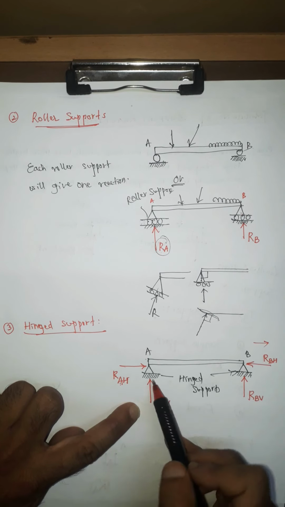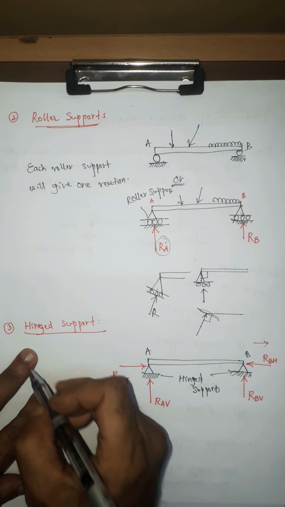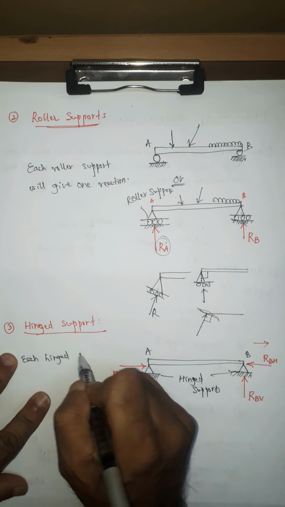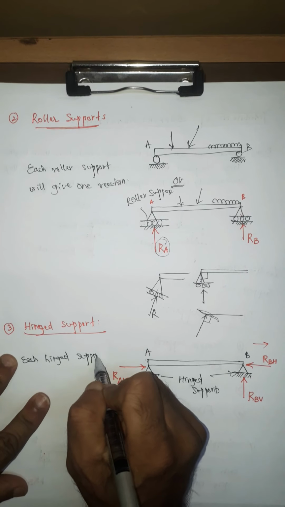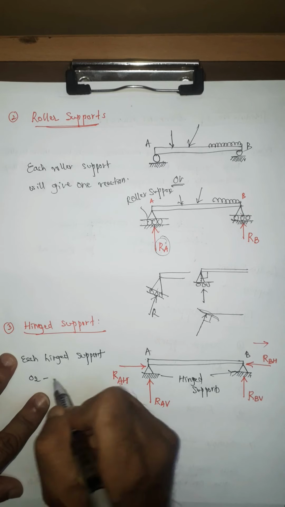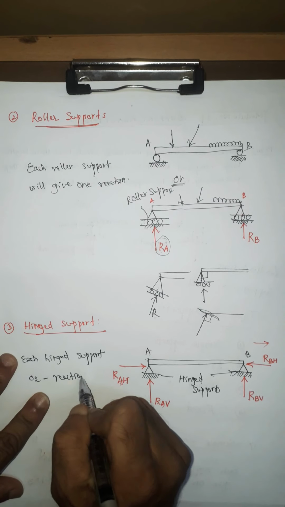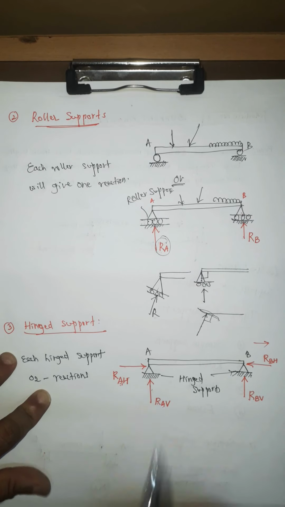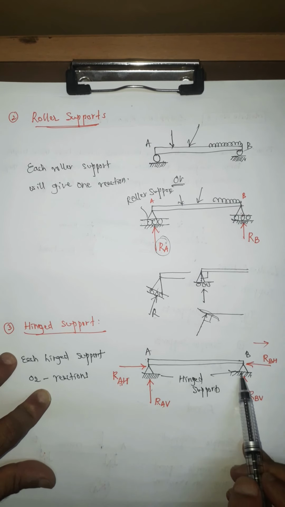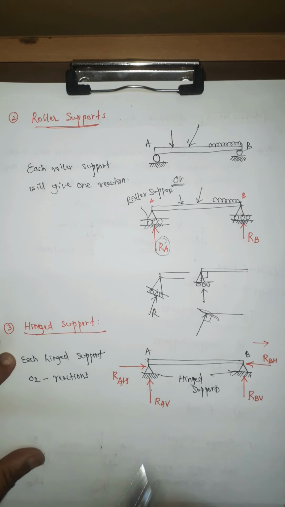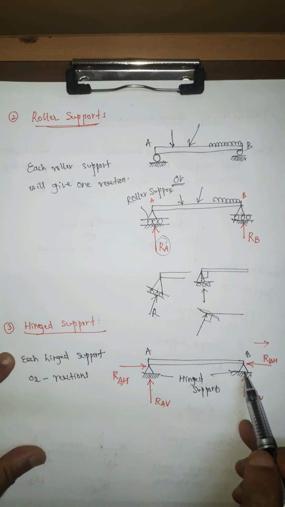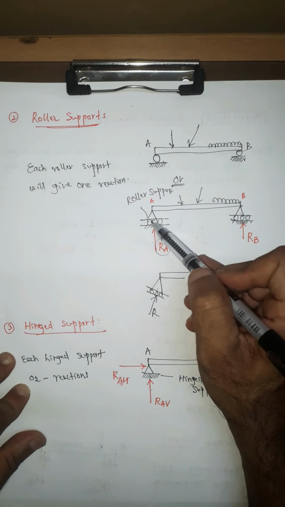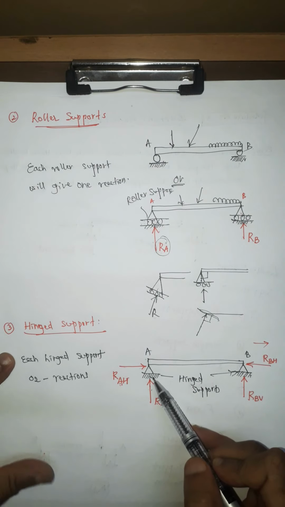So remember, for each hinged support, two reactions will be there. There are two hinged supports, so here two reactions, here two reactions. So this is called a hinged support. See the difference between roller and hinged. Same thing, but rollers are not here. So this is a hinged support.